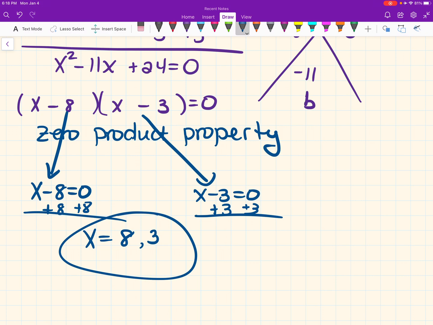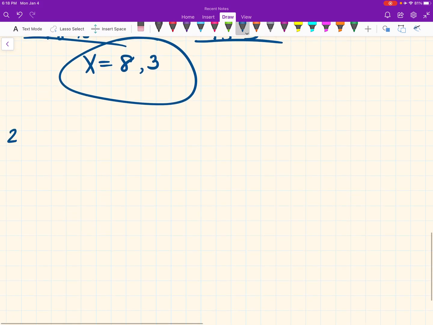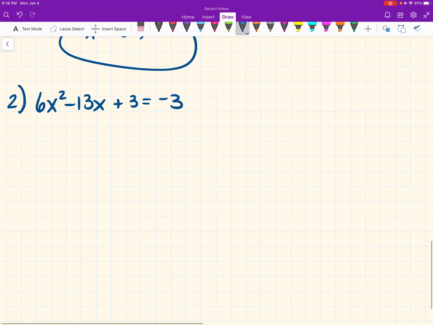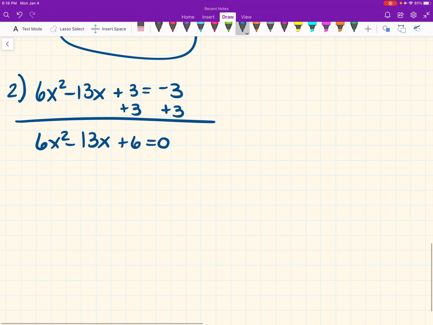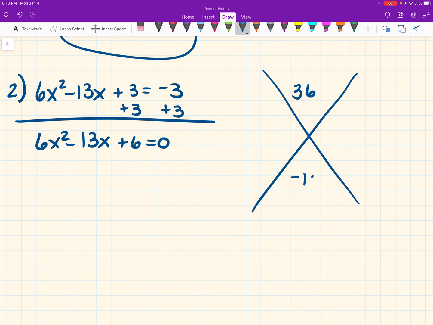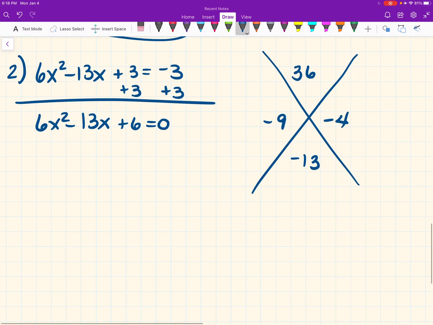Okay, let's look at number 2. 6x squared minus 13x plus 3 equals negative 3. First thing I noticed, not equal to 0. So I add 3 to both sides. So now I have 6x squared minus 13x plus 6 equals 0. Magic x: up here is 36, down here is negative 13. This one's negative 9 and negative 4, because negative 9 times negative 4 is positive 36. Add the two together is negative 13.